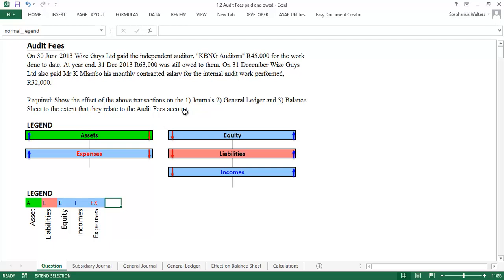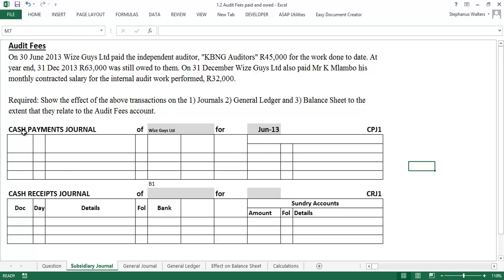We're going to record this in our journals. In the subsidiary journal, it's going to be the cash payments journal because we gave out cash. So let's quickly look at that. There we go. It was paid on the 30th of June. Wise Guys Limited. My details here is going to be KPMG auditors, because that's the third party that was paid. And I'm going to record that in the bank column, 45,000 Rand, which was paid in cash.